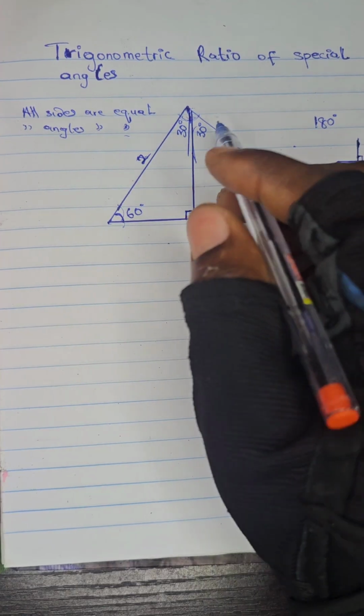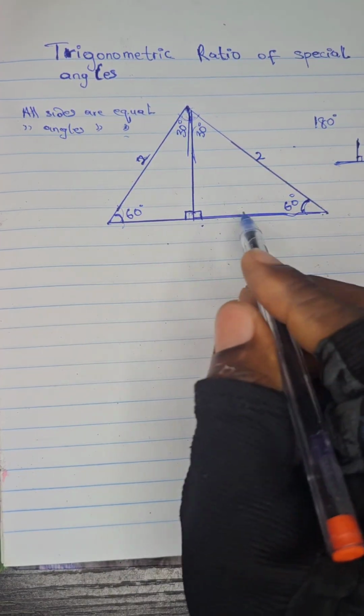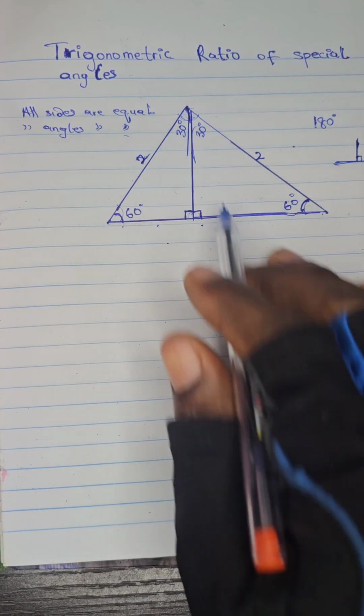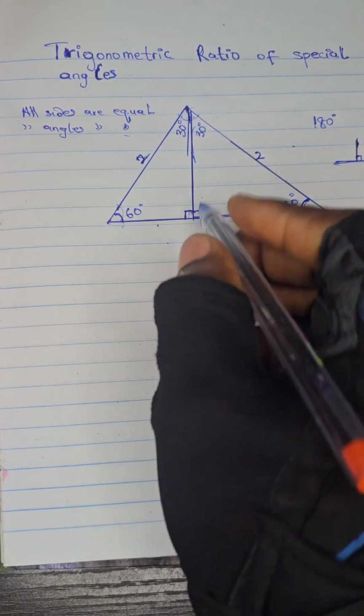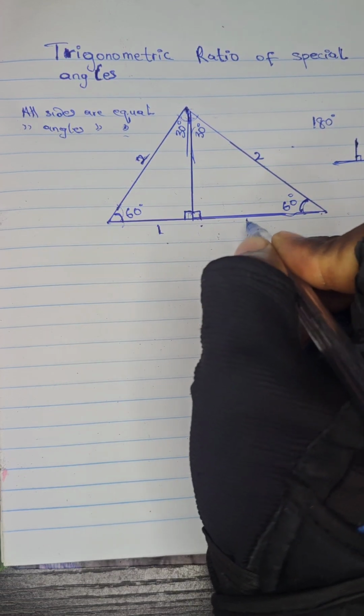So here will be 2, but because I'm dividing it into 2, mind you, my drawing is not up to scale. As you can see, here is obviously longer than here. But what we are trying to achieve is that this is divided into 2. So here will be 1. Here will also be 1.